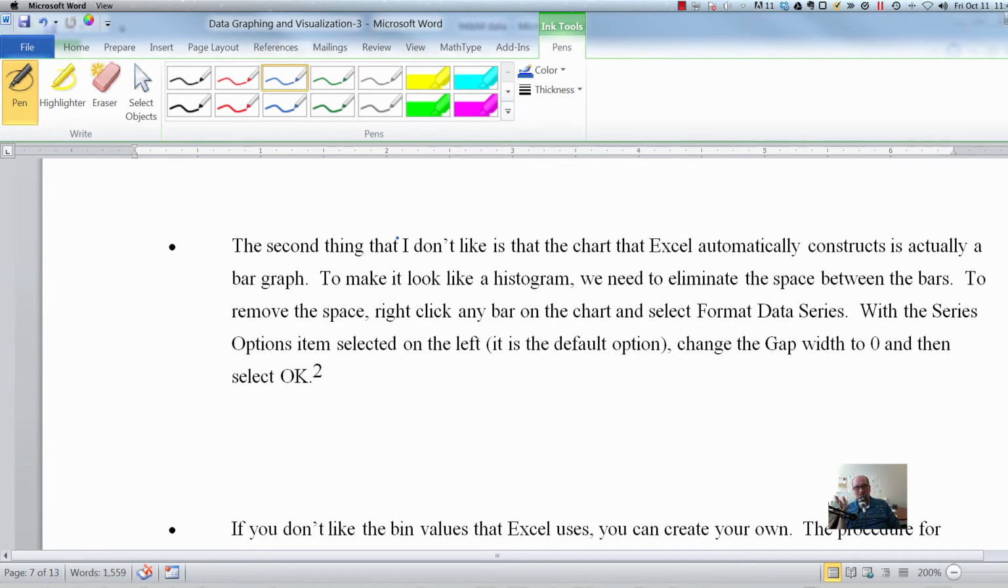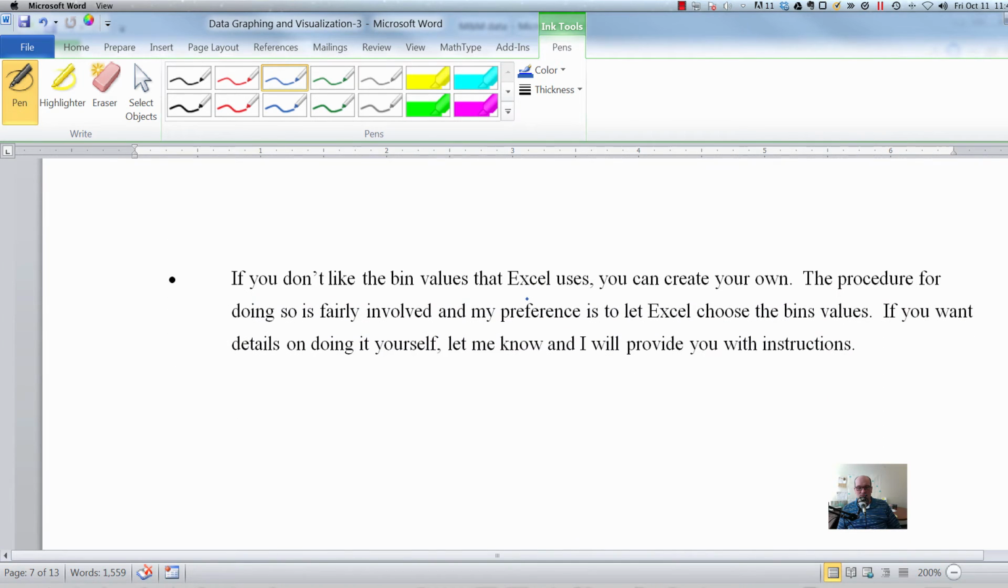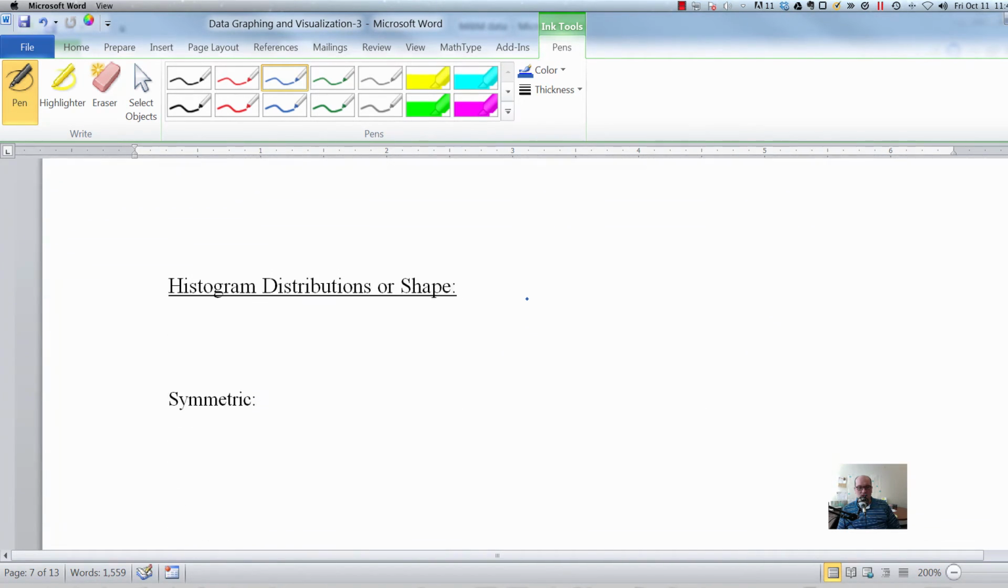Excel makes gaps, though, automatically. So you have to go in there and tell it to stop making gaps every time. That's the other fix in Excel. We'll do that in another video. It's not too hard. Okay.